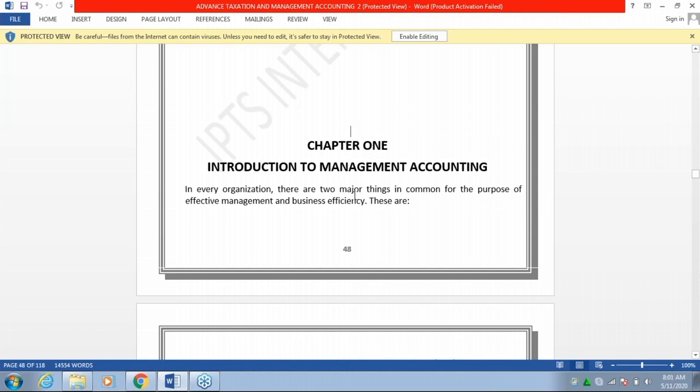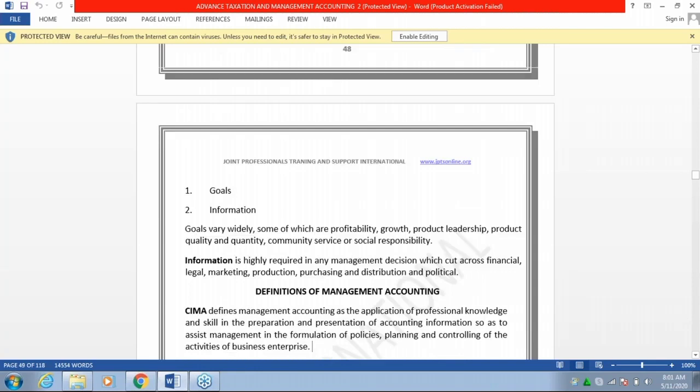So, management accounting. In every organization, there are two major things in common for the purpose of effective management and business efficiency, and they are the goals and information. What are the objectives that have been set down by the business owner? And what is the information needed to carry out those objectives? Part of the information, we have the external information and the internal information.